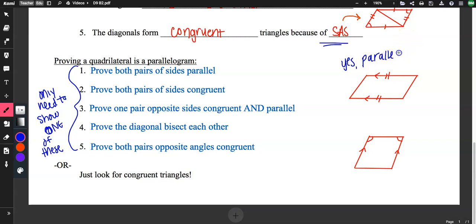Parallelogram. And then you need to state why and how you know. And I know that this is a parallelogram because we have one pair opposite sides congruent and parallel. And it's fine to use abbreviation like this if you don't want to write out the whole statement. That's totally fine. So this is why this first shape is a parallelogram.